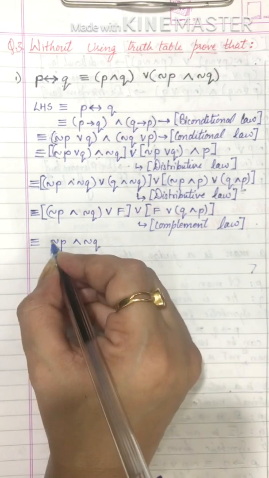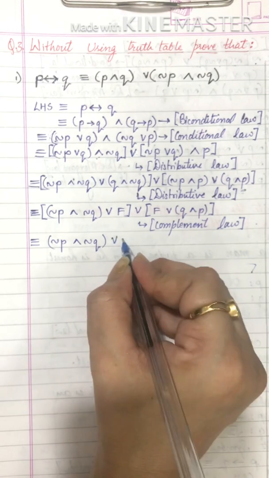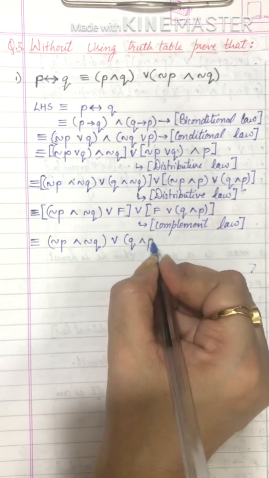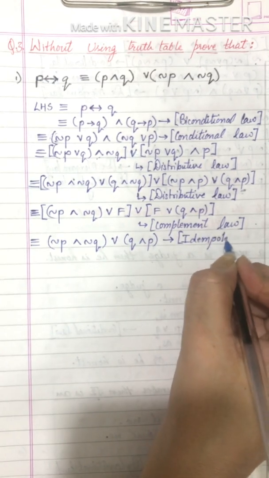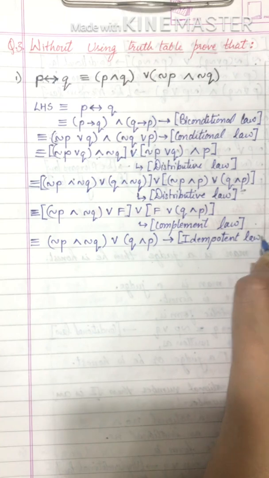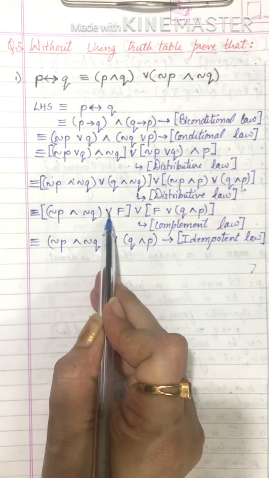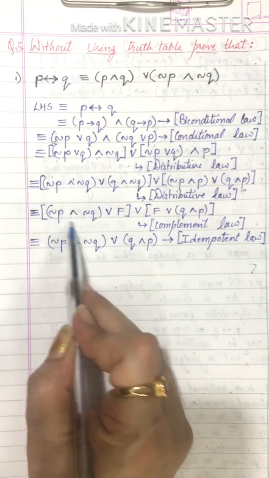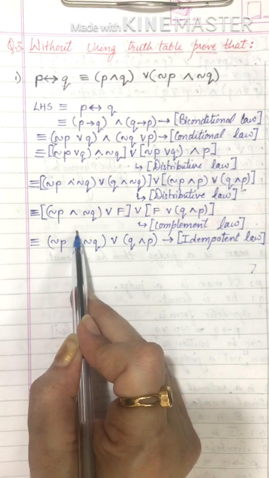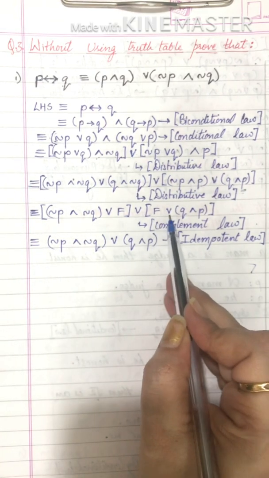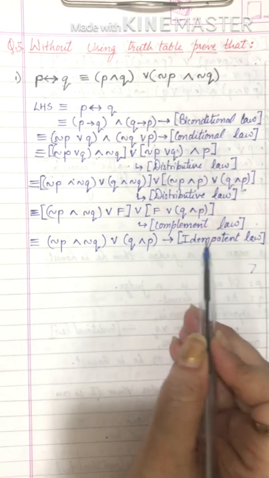I was going to write this directly, but this is the idempotent law which we are using next. I will state the law and then I'll explain. See what we have done here. A bracket value or F will give you that bracket value itself. That is, let's say if you had P or F, it will give you P. If you have F or P, it will give you P. So that we have got here using the idempotent law.